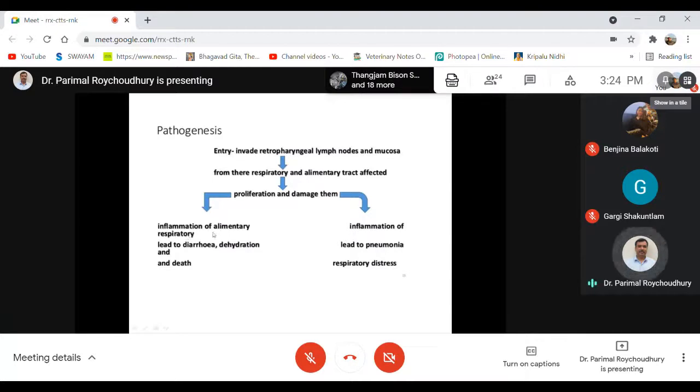Alimentary tract infections lead to severe diarrhea and dehydration exhibited by the animal and subsequent death. And in the respiratory passages, it leads to consolidation of the lungs and severe pneumonia is produced.